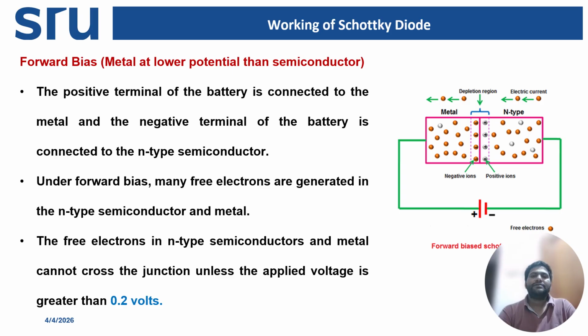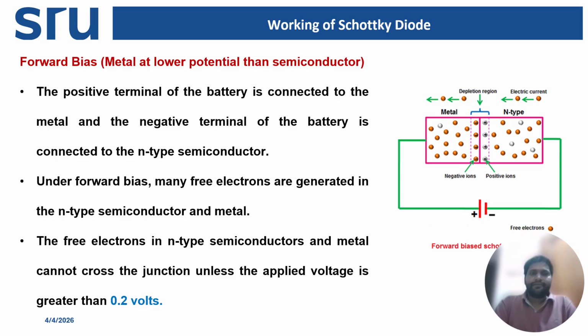So what happens inside the diode? Initially at the junction, a potential barrier exists. This barrier prevents electrons in the n-type region from moving into the metal. When forward voltage is applied, the applied voltage lowers the barrier height. The depletion region becomes thinner. Electrons in the n-type semiconductor gain enough energy. These electrons cross the barrier and move into the metal.